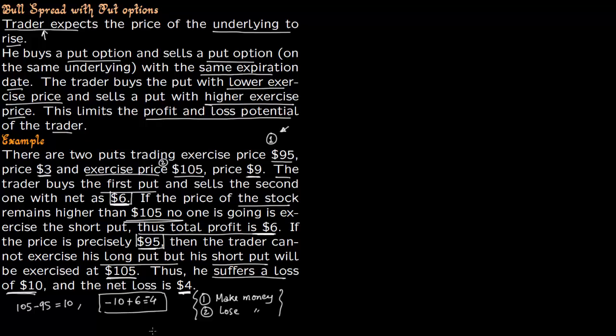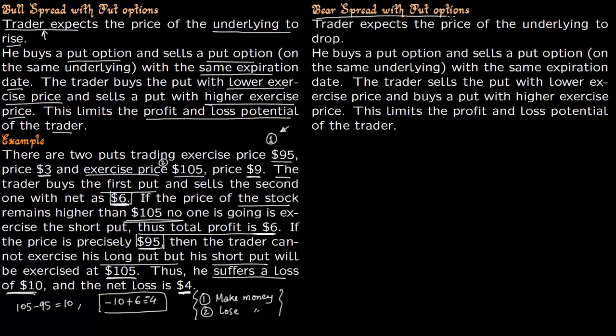Now we talk about exactly the opposite position. The opposite of bull spread with put options is bear spread with put options. Here the trader expects the price of the underlying to drop. So if the price of the underlying drops, then the trader will make money. What does he do? He acts in a similar way. He buys a put option and sells a put option on the same underlying stock, commodity or financial instrument, with the same expiration date.